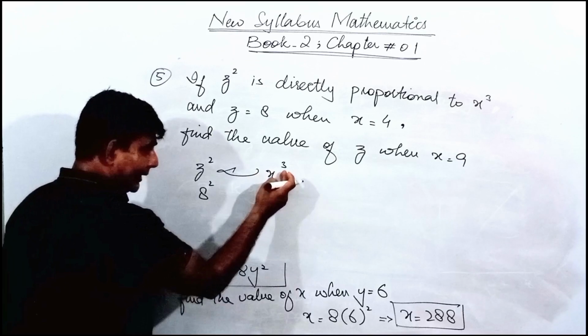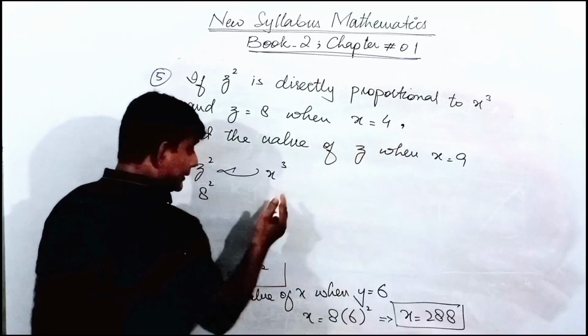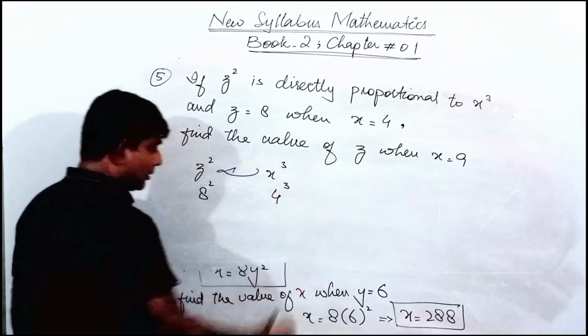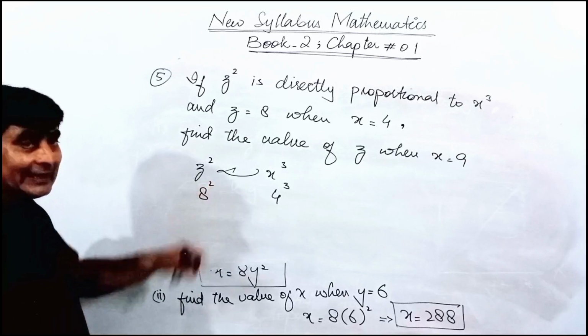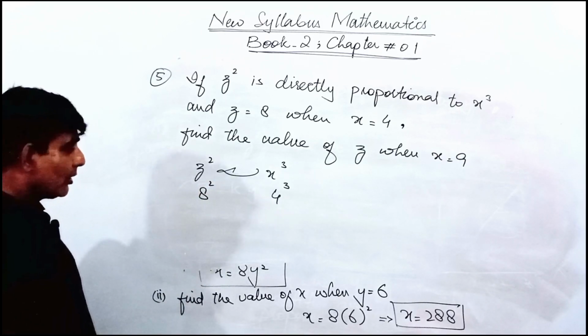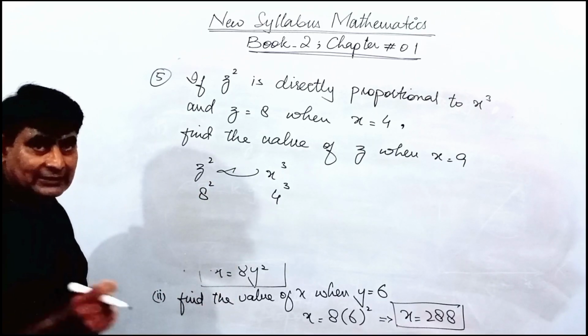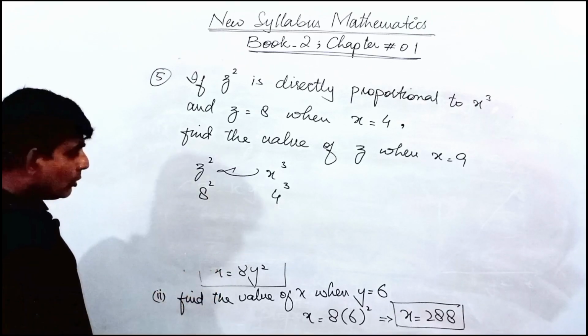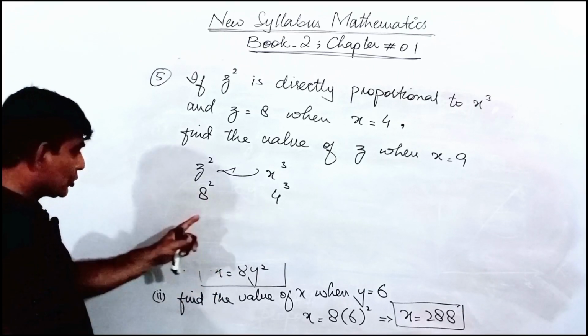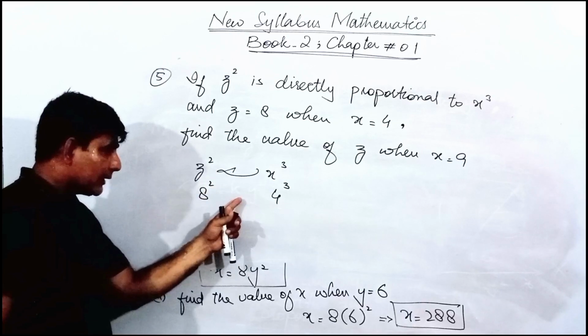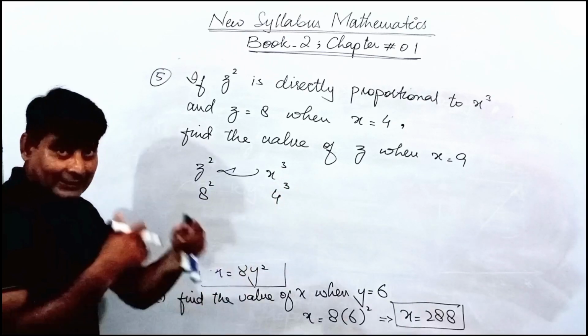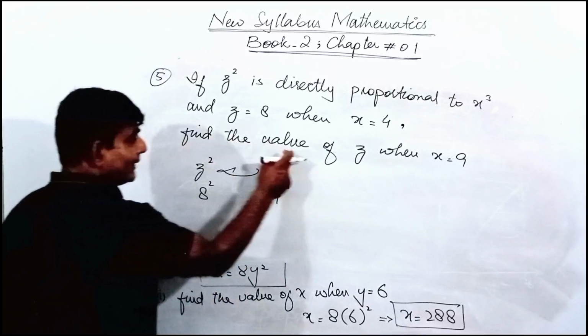Now over here, x cube. x is 4, and the cube of 4 is 4 times 4 is 16, times 4 is 64. So the square of 8 is 64 and the cube of 4 is 64. Both give the same value, no issue. 8 square is directly proportional to 4 cube. Now in the next step, find the value of z.